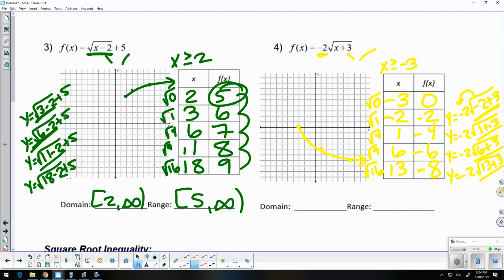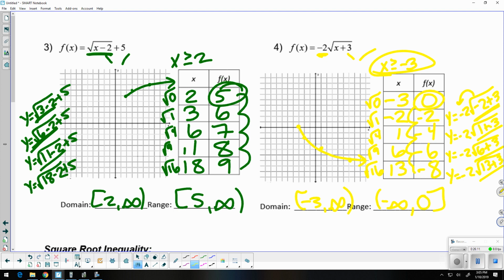Again, my domain, as far as that goes, here's my restriction, goes from -3 to infinity. Bracket around -3. The range, though, a little bit different this time, right? It starts at 0, but they're actually decreasing. They're going down forever and ever. They'll keep on decreasing the more x's that I plug in. So this would actually be kind of flipped. It goes from -infinity up to 0 would be my range, bracket around 0.